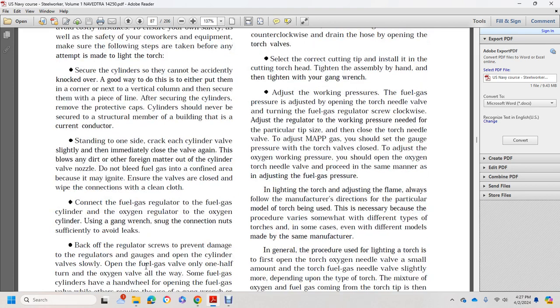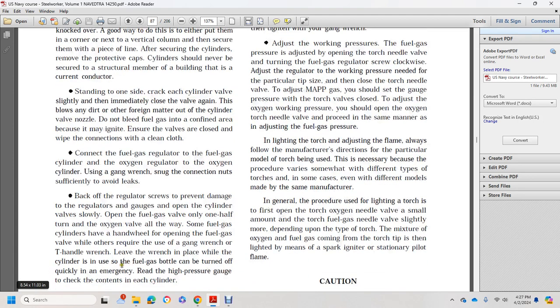Connect the fuel gas regulator to the fuel gas cylinder, and the oxygen regulator to the oxygen cylinder. Use a gang wrench. Snug the connection nuts sufficiently to avoid leaks. Back off the regulator screws to prevent damage to the regulators or the gauge. Open the cylinder valve slowly. Open the fuel gas valve only one half turn. Turn the oxygen valve all the way.